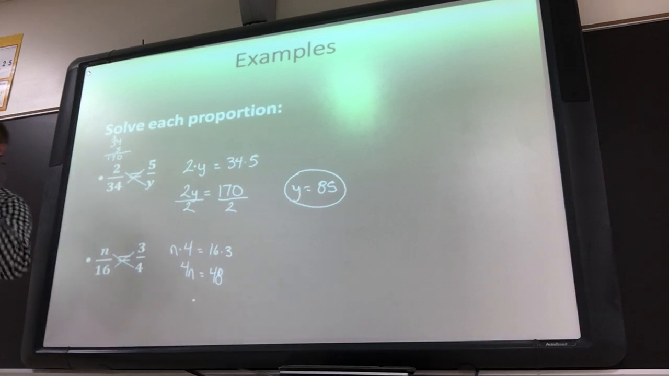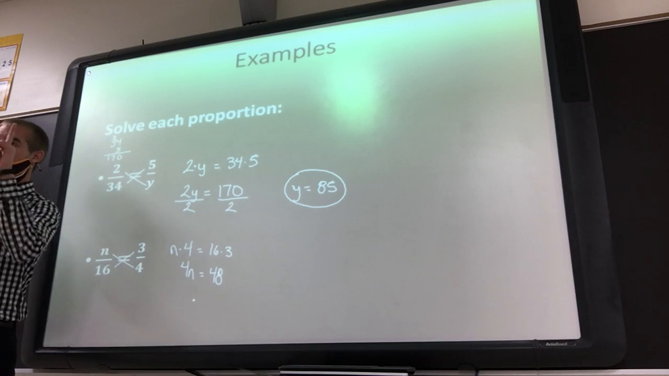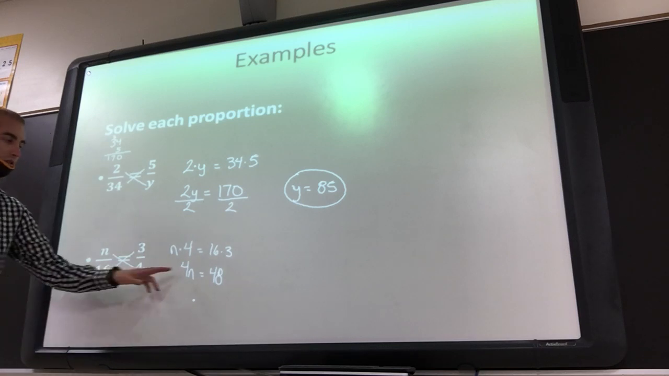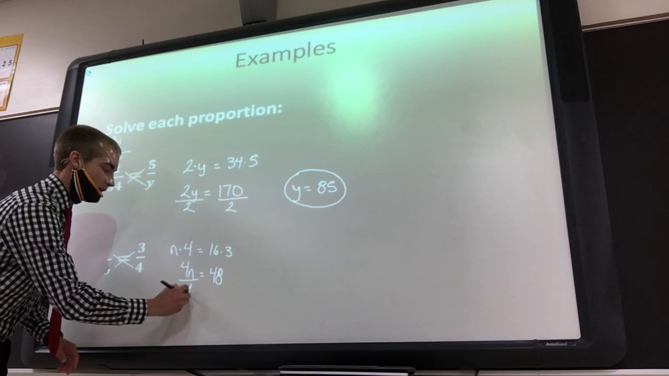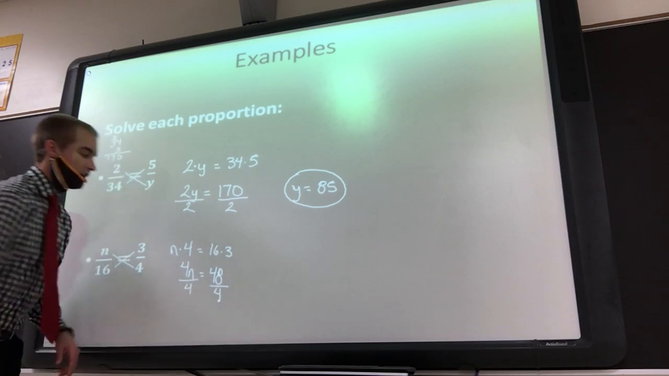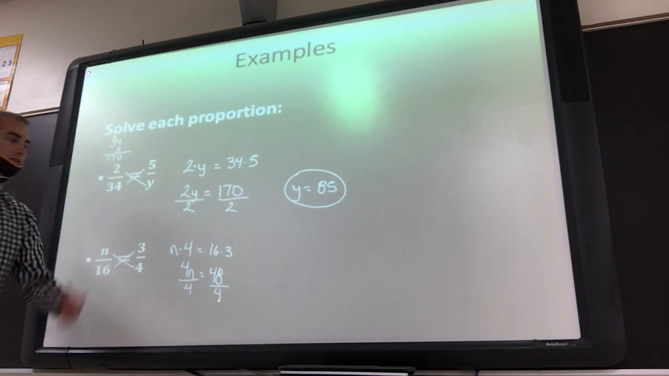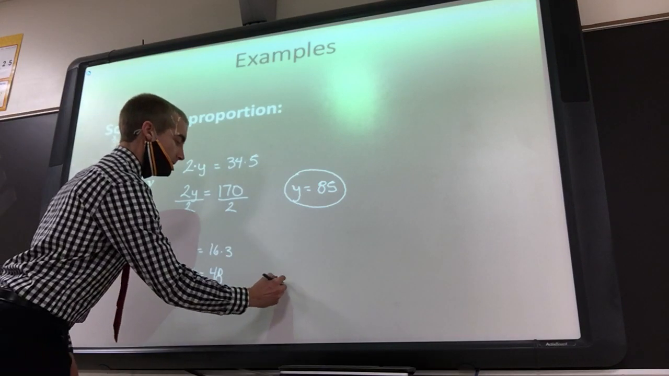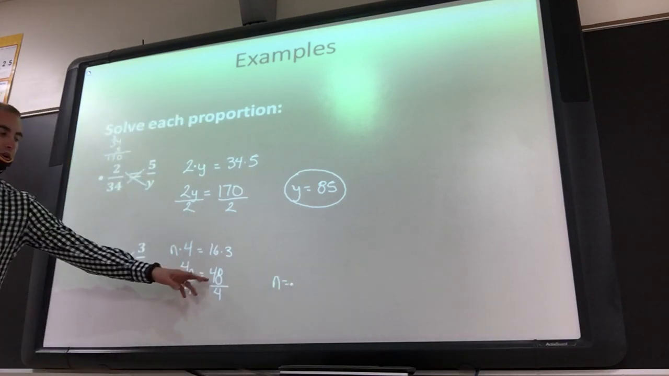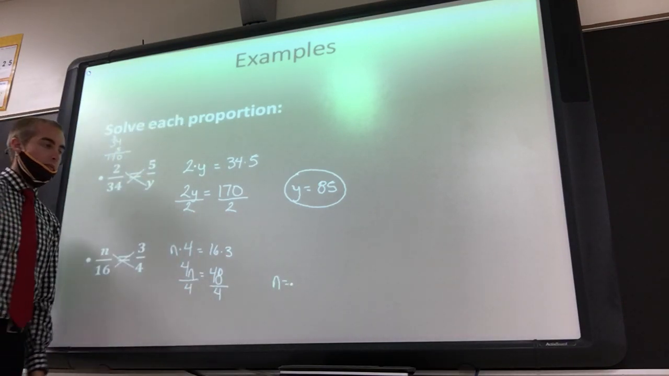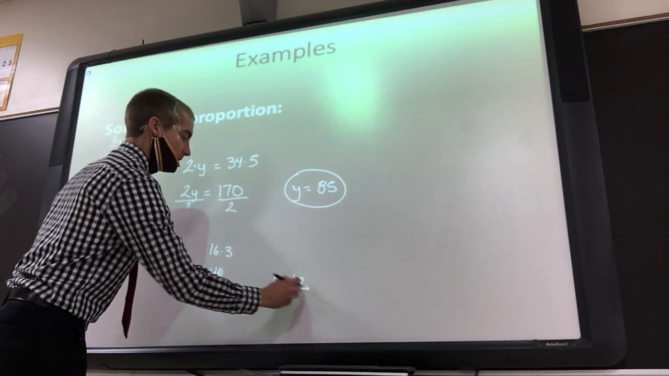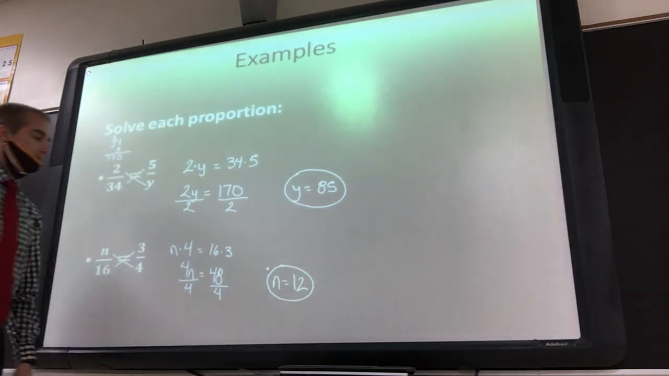So we've got 4n. We want to get 1n. So what we're going to do is divide that 4n by 4. Because 4 divided by 4 would leave us with just 1n. And then we've got to do 48 divided by 4 to get n equals 12.